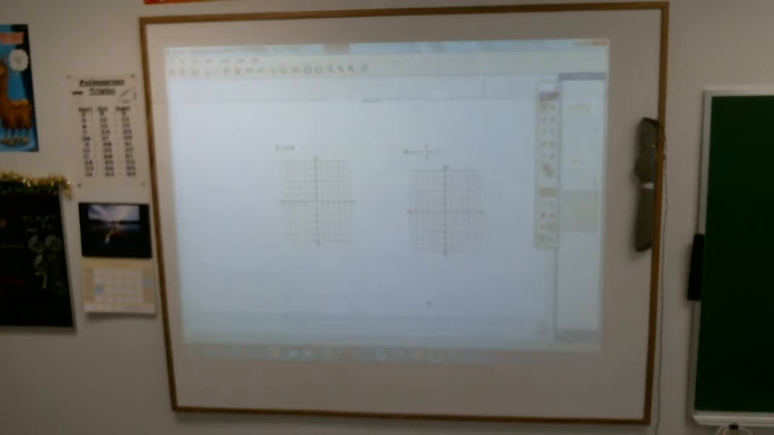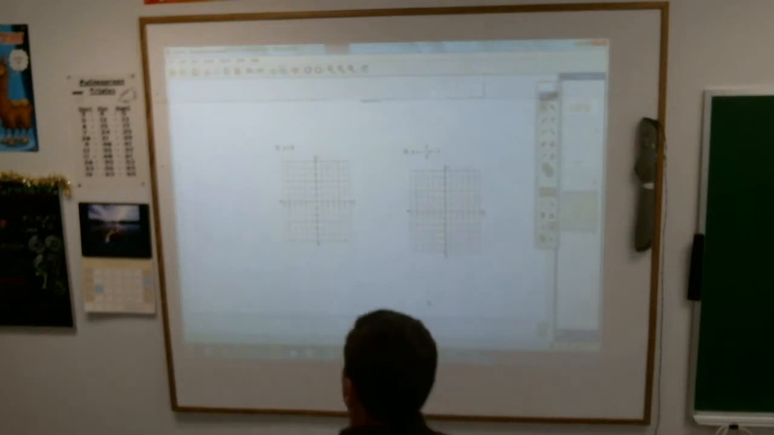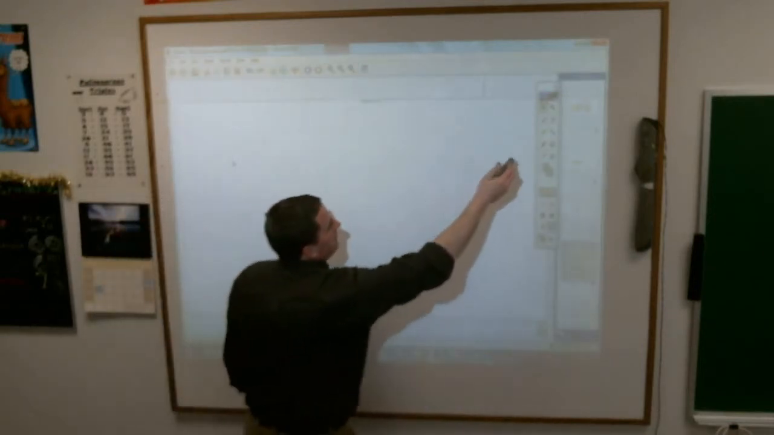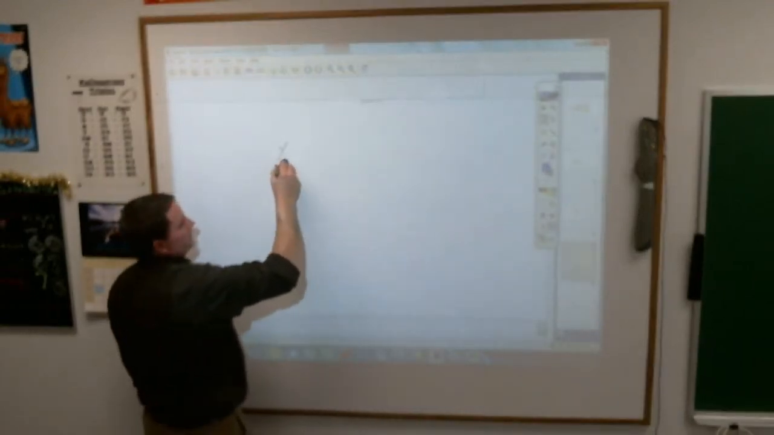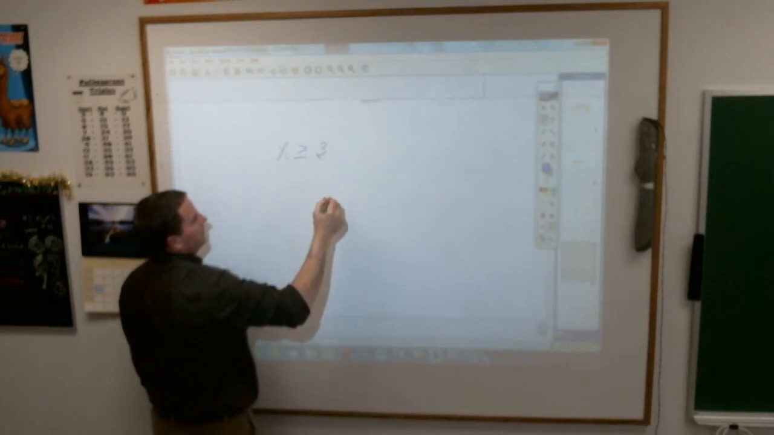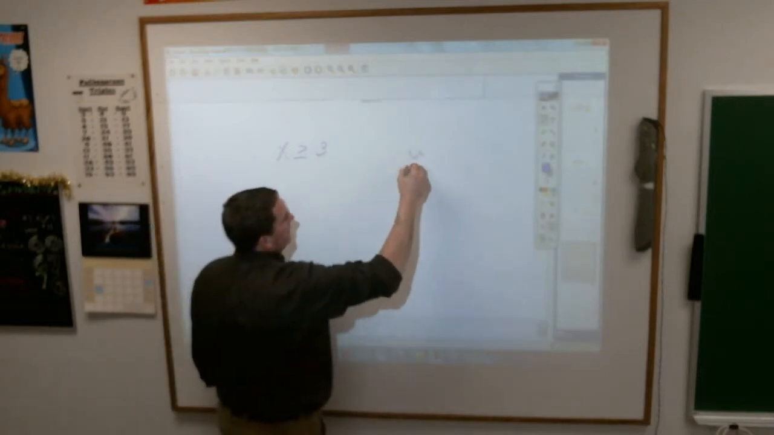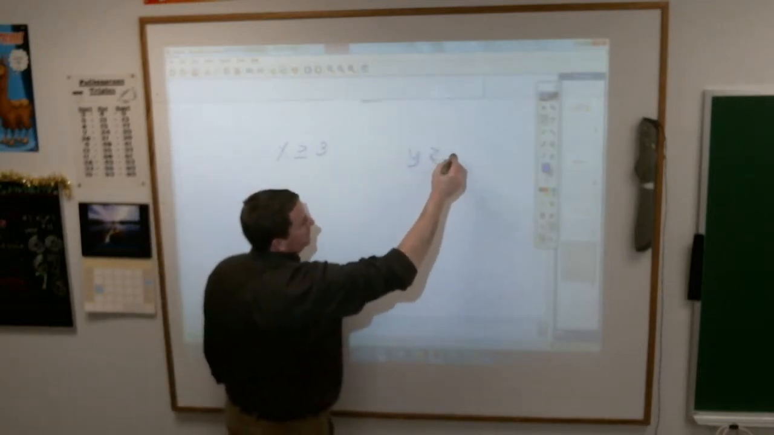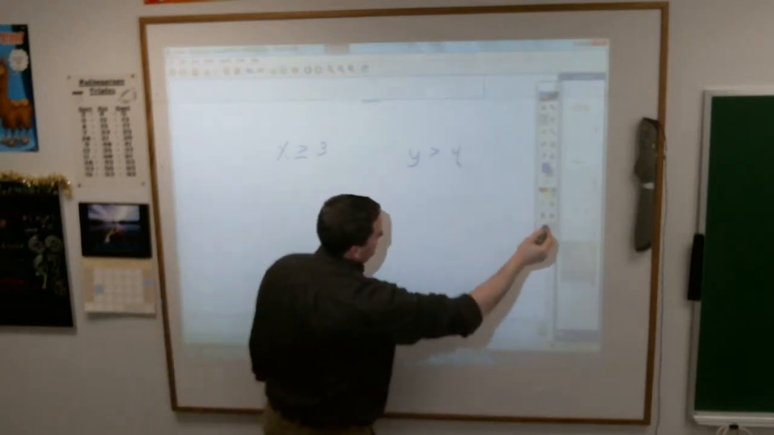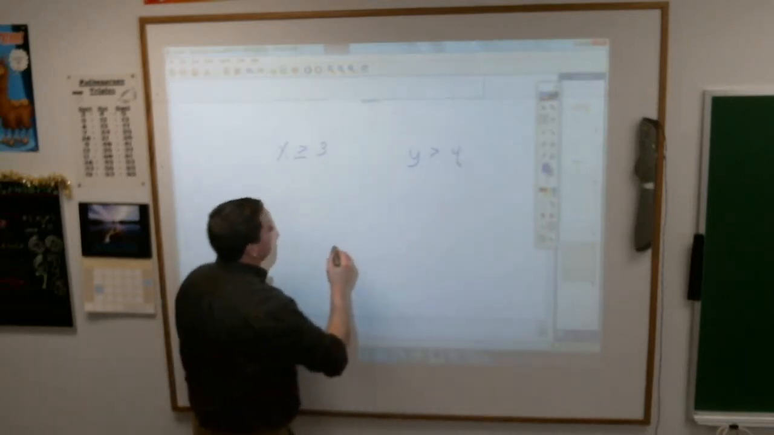So let me throw that at you again. The two special cases are when x equals and when y equals, or greater than or less than. Let's do just a couple. Let's say I've got x is greater than or equal to 3, and y is greater than, let's say, 4. Here are the quick graphs of this. This is what the graphs of those will look like.